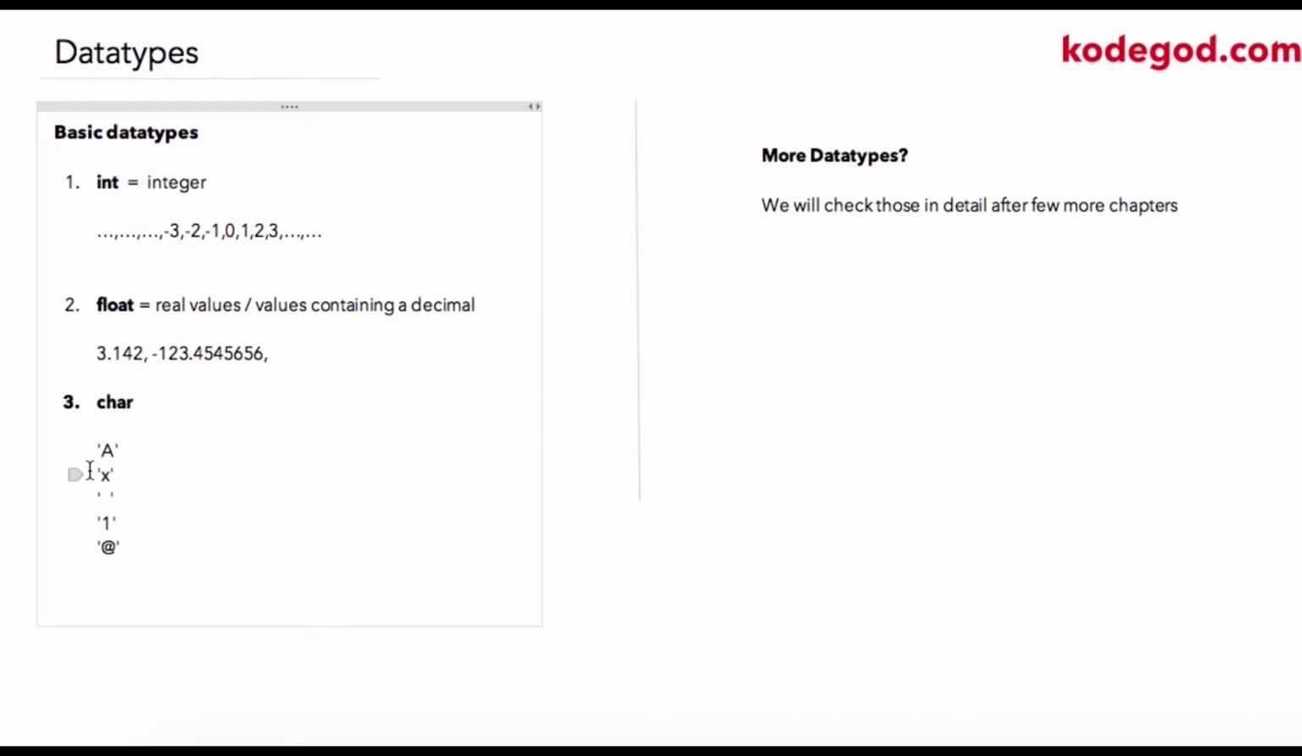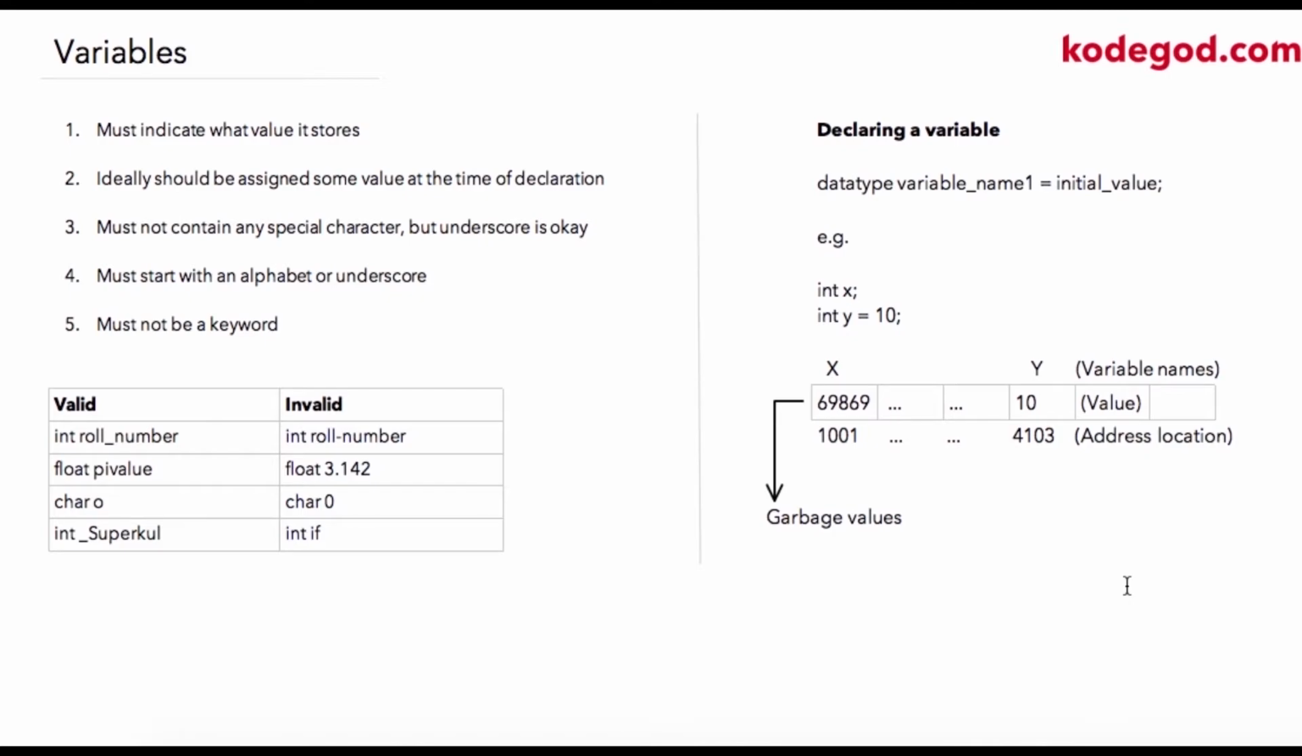So A, X are characters. Space is also a character. All digits can also be displayed as a character, and all the special symbols too. Apart from these three basic data types, there are more data types available in C, but that we will check in coming lectures. Now we are going to check what variables are.